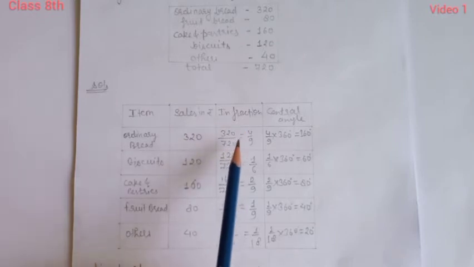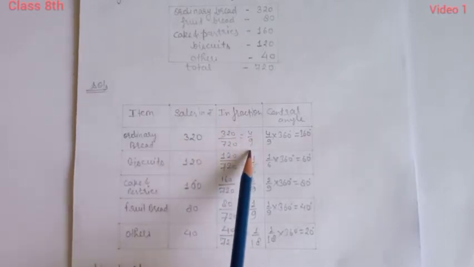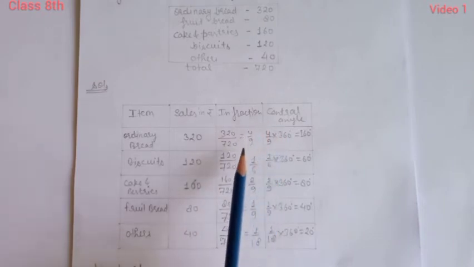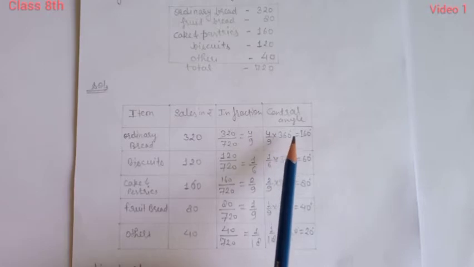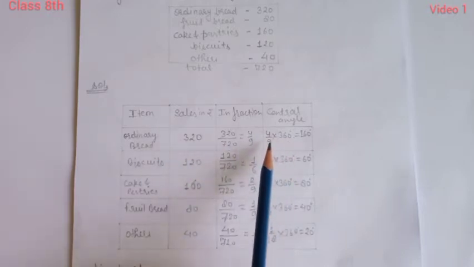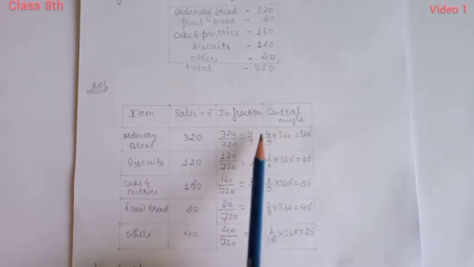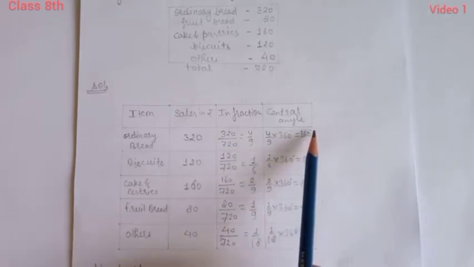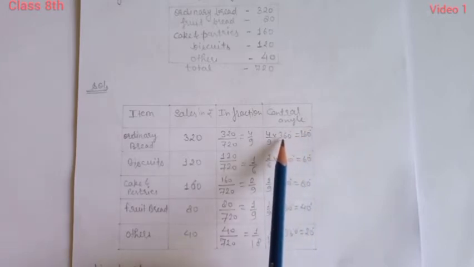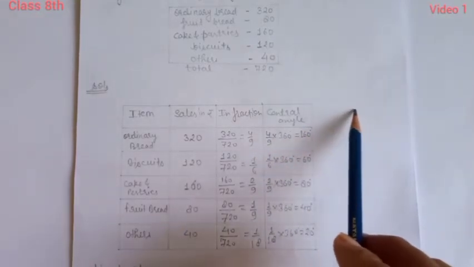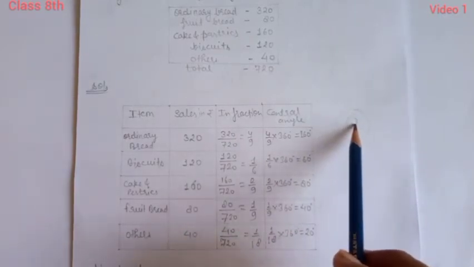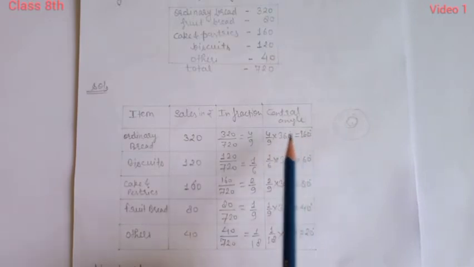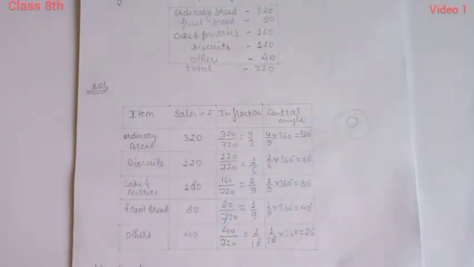After simplification we obtain 4 upon 9. So students, here we know that we have to draw a pie chart, that is in a circular way. So we need angles for each item that we are able to represent. So 4 upon 9 into 360. After solving this we obtain 160 degree. Okay, why take 360 here? As you know, it is a circle and the whole angle is 360, that's why. So 160 degree is the angle we obtain for ordinary bread.